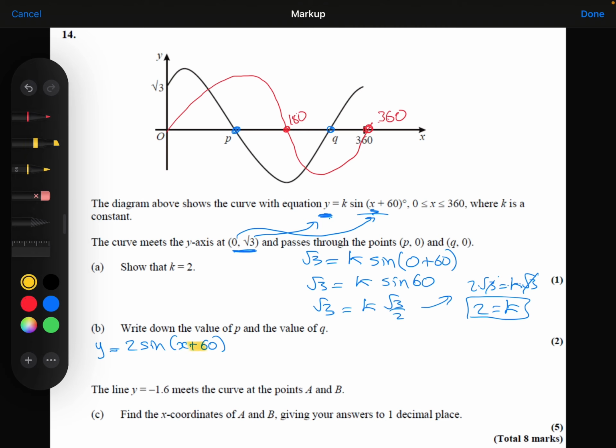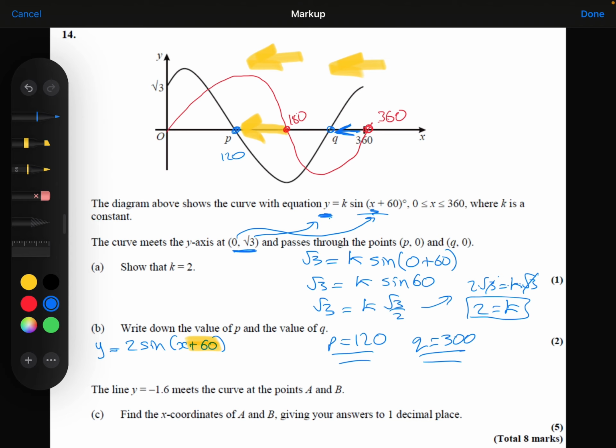Notice that in this case, we've got this plus 60 on the inside of the bracket there. And we know what that plus 60 does. It moves the graph negative 60 in the x direction, which means this 180 moves to be 120. So the P coordinate there is at 120. And similarly, the Q is at 360 minus 60, or 300. So those are my answers for part B.